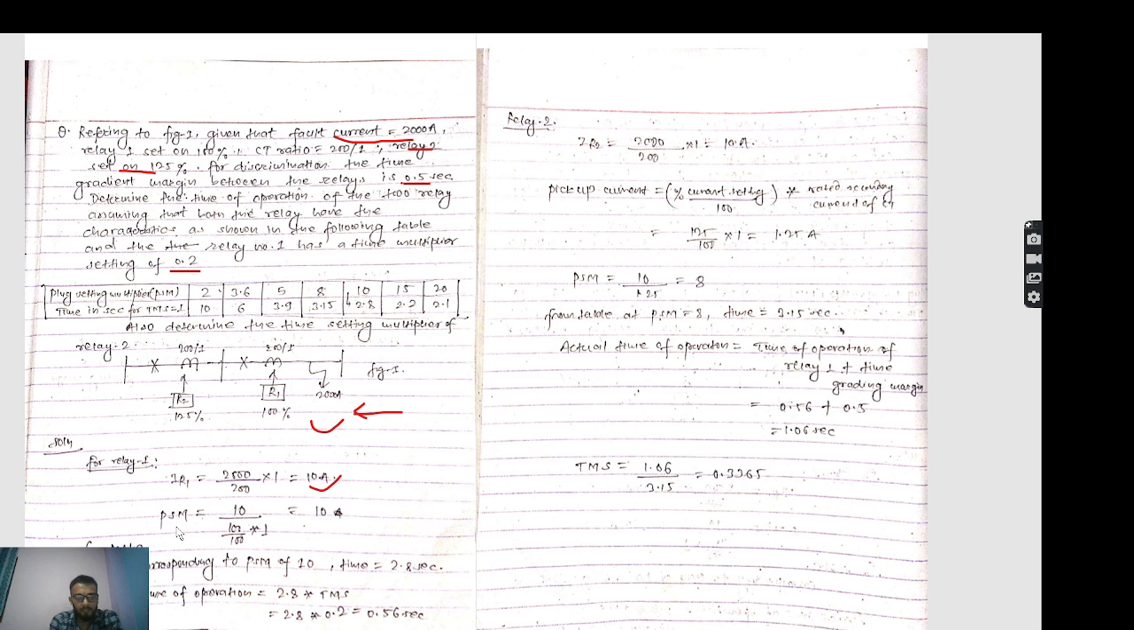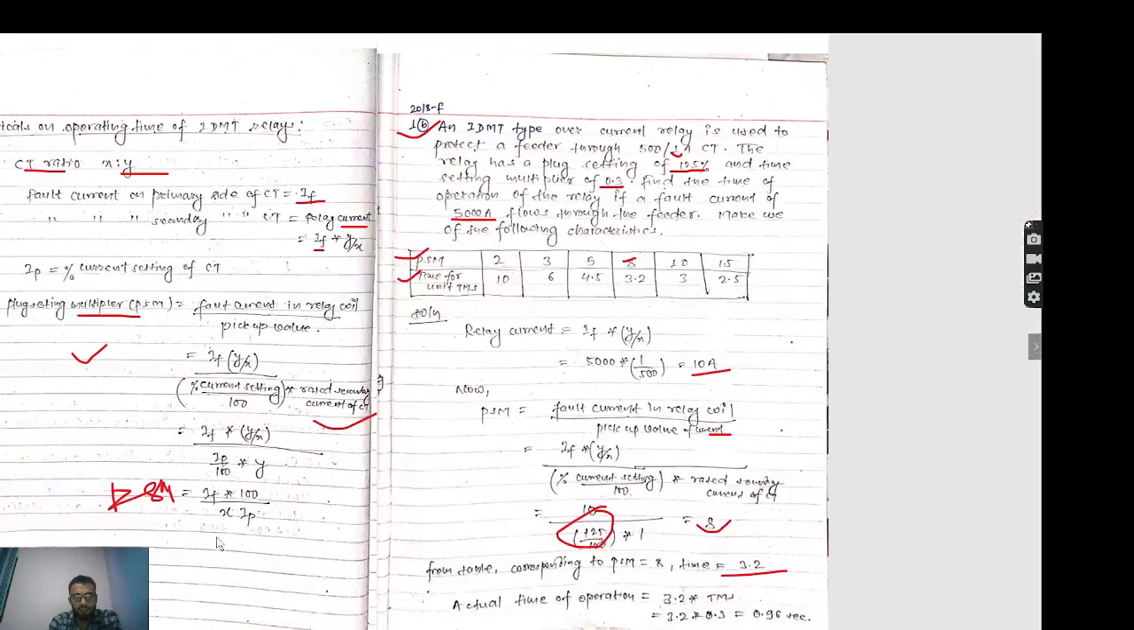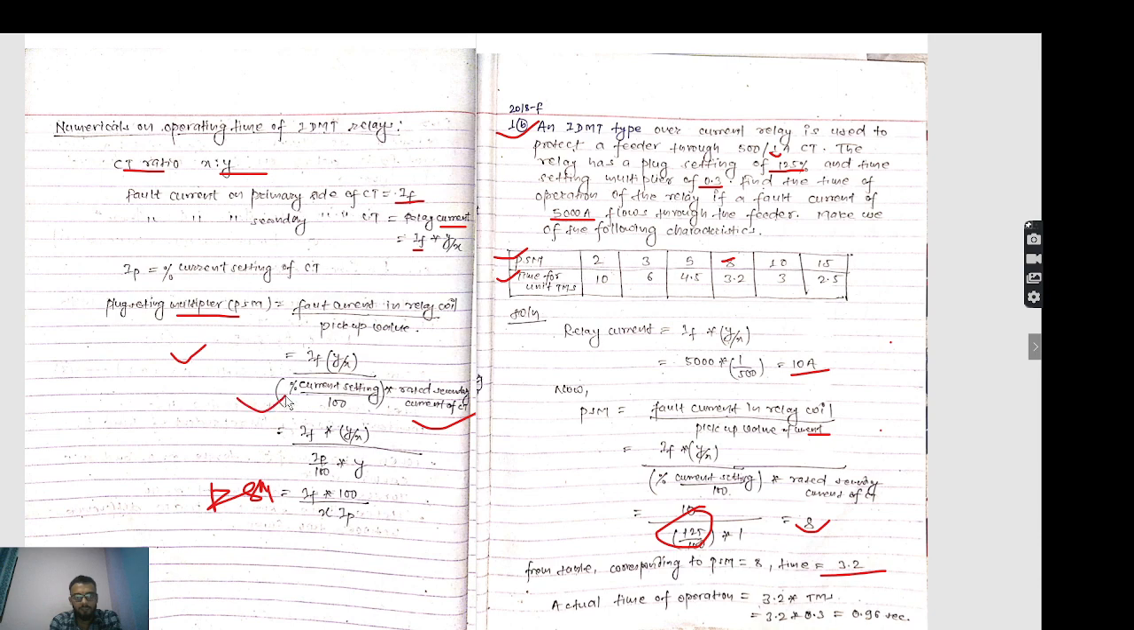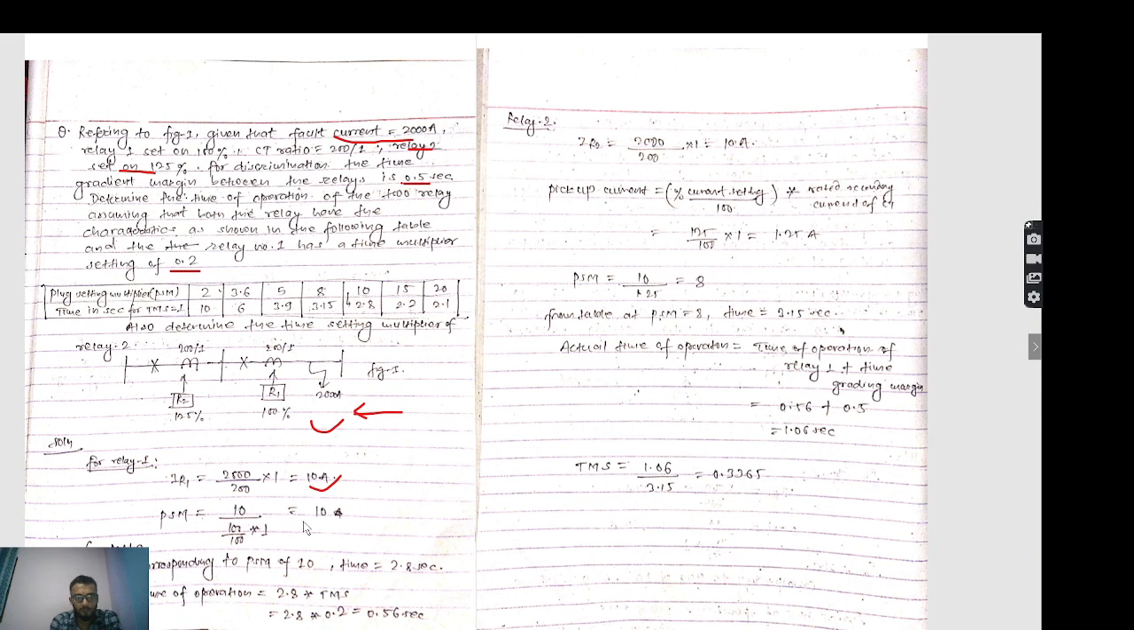To calculate PSM, we have PSM equal to IR1, this 10 ampere, upon the percentage current setting upon 100 into the rated current of CT, as mentioned in this step. On calculating we get the PSM as 10. From the table, corresponding to PSM at 10 we have the time 2.8 seconds. The actual time of operation will be this time into TMS, so 2.8 into TMS, and TMS is mentioned as 0.2 in the question.